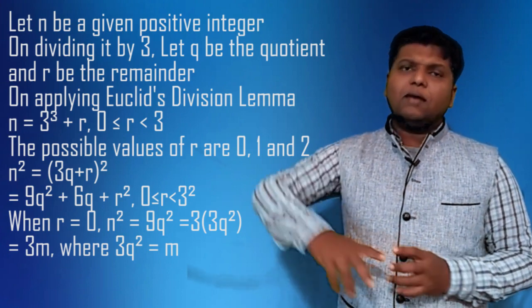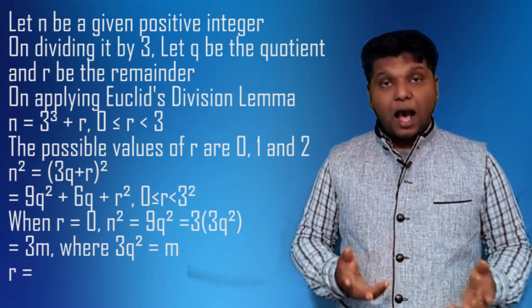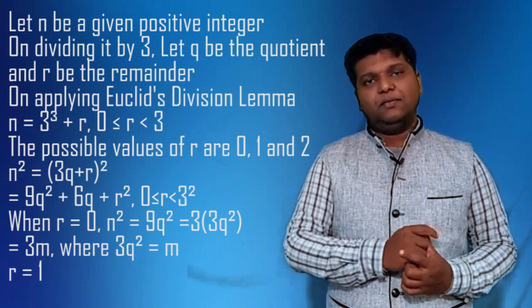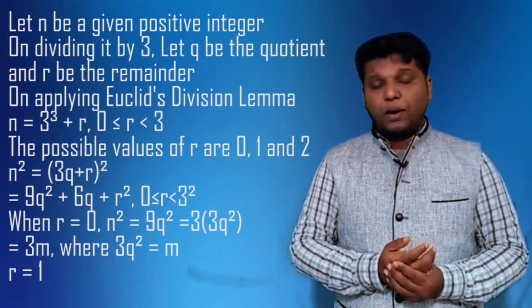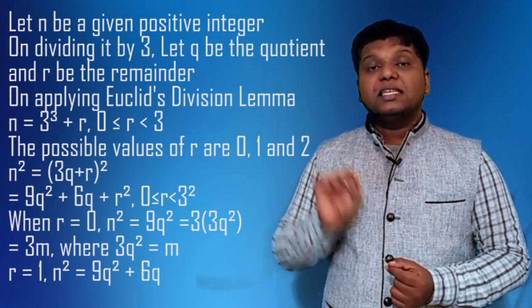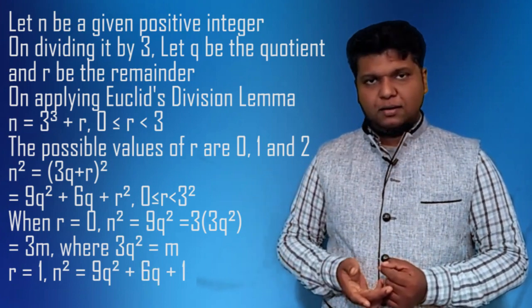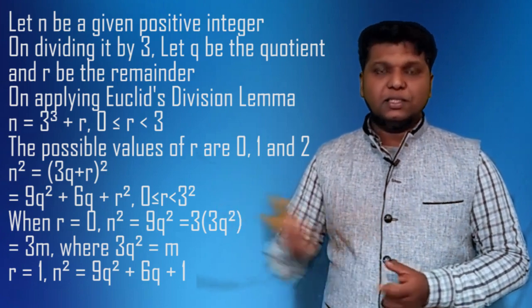You got it. Now let us go to the second value. What is the second value? r is equal to 1 is the second value. When r is equal to 1, what will happen? n² is equal to 9q² + 6q + 1. Right? When you give the value of r as 1, you get this one.